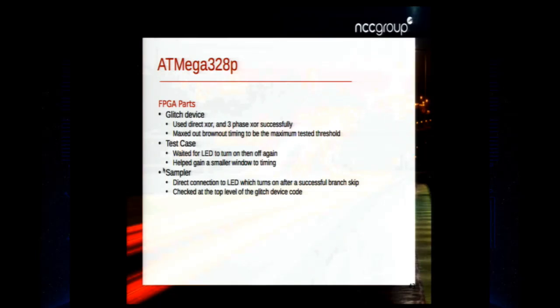So this is just me going over what I used for the FPGA parts sections. For the glitching device, it was a direct XOR and a three-phase. And not much else to say about this.